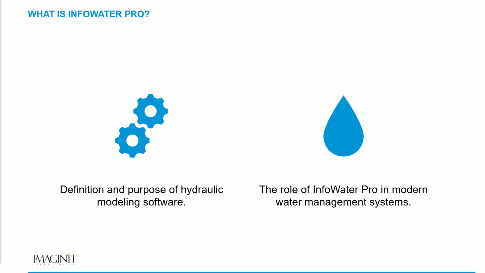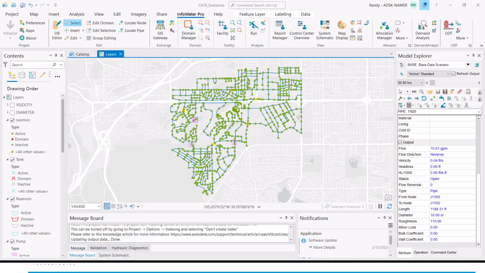In essence, InfoWater Pro is more than just a tool. It's a comprehensive solution for modern water utilities designed to enhance the management of water distribution networks through advanced technology and insightful analytics. As we move forward, we'll explore how its features bring real-world benefits to water management practices.